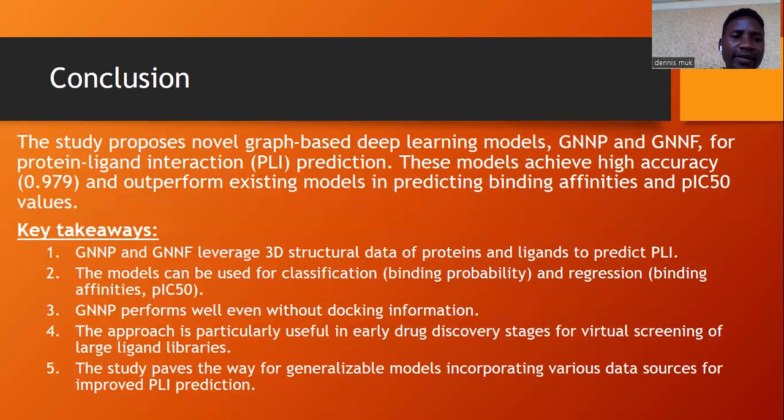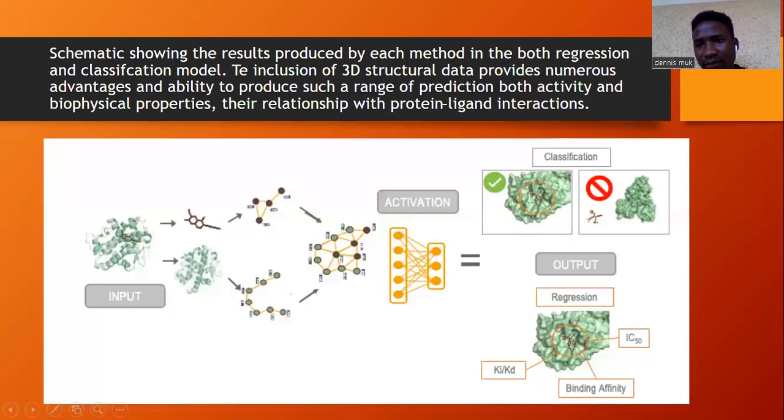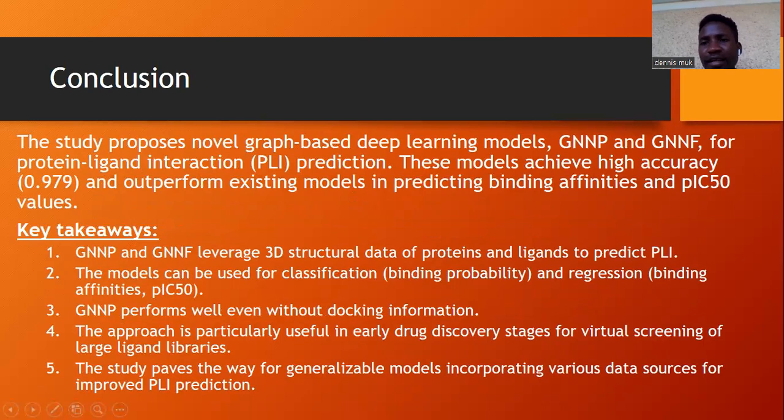So in conclusion, the target-specific graph-based deep learning models, which are the GNNP and GNNF for PLI prediction, achieve a high accuracy of 0.99 compared to the 2D methods used, and they outperform existing models in predicting binding affinities and PIC50 values.